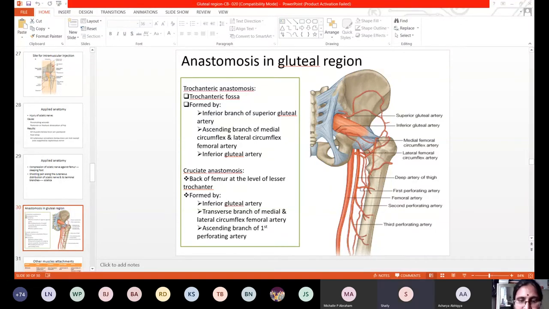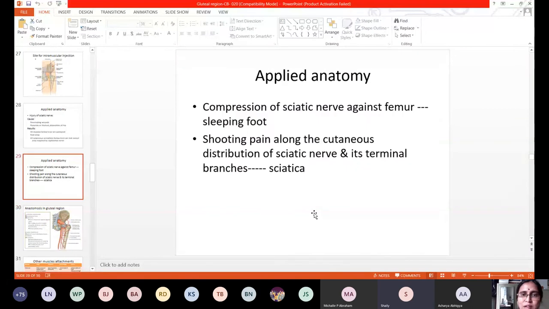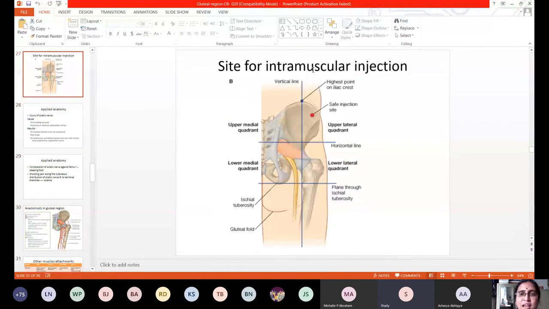Ma'am, can you repeat where is the site of the safe injection? My internet was weak at that time. Here you can see there are four quadrants of the gluteal region, superior lateral. Can you see now, Sally? This quadrant is known as superior lateral. This quadrant is known as, can you tell? Use your brain. If this is superior lateral, this would be superior medial. Very good.